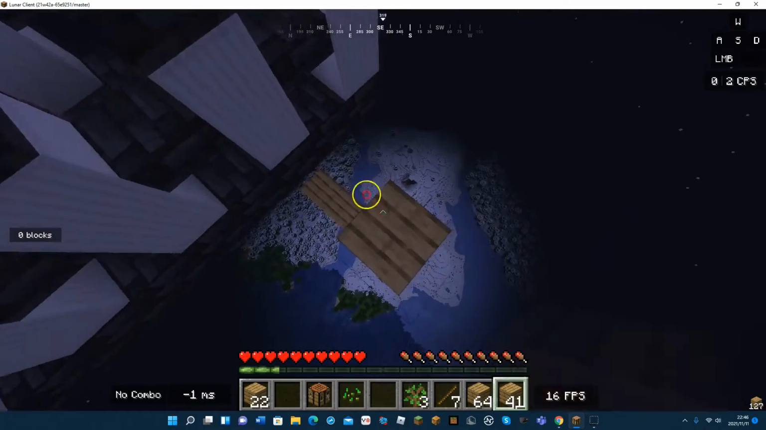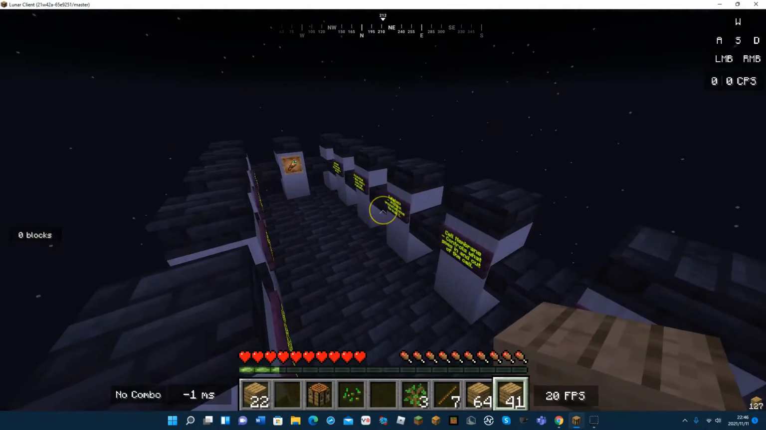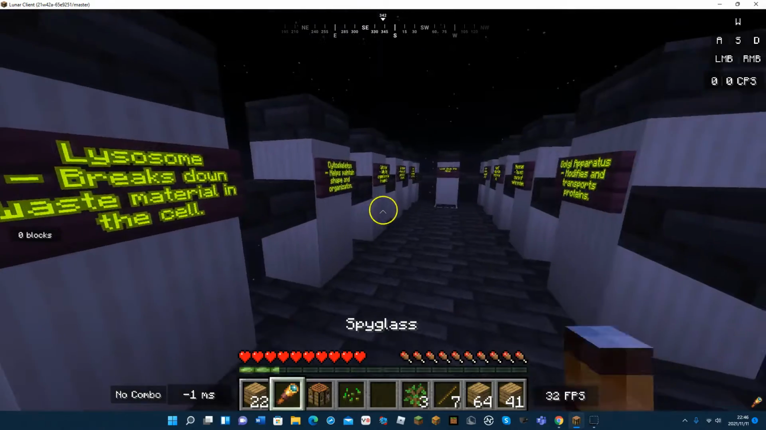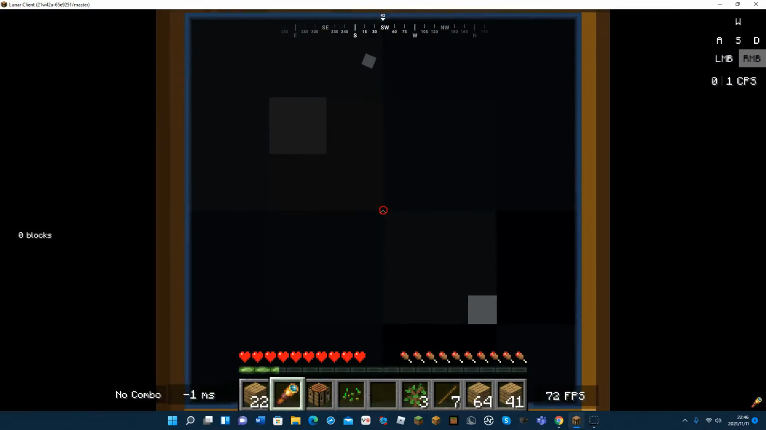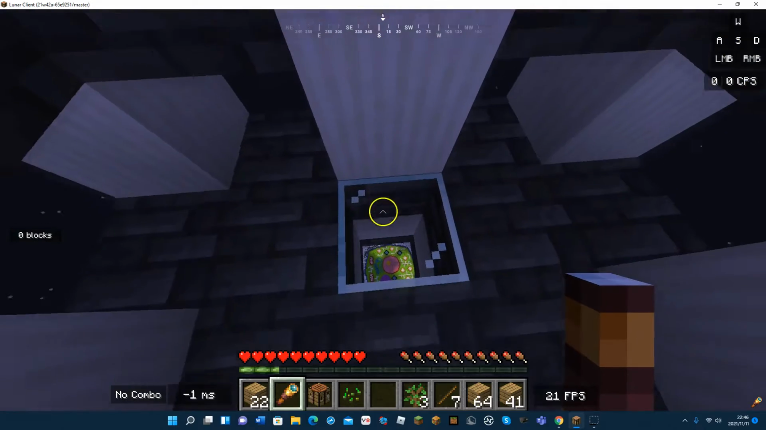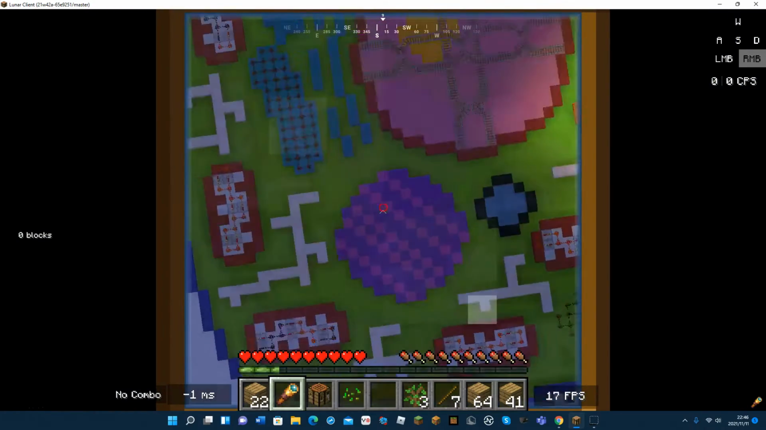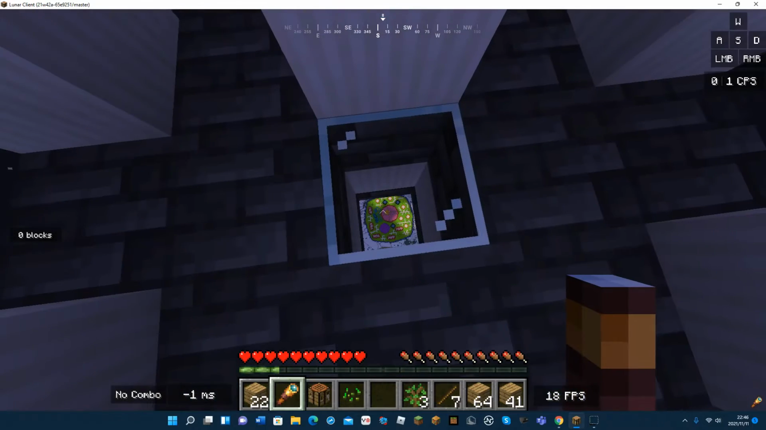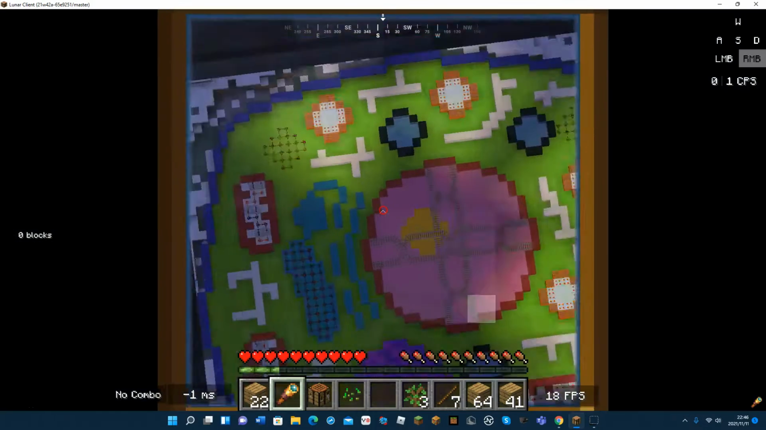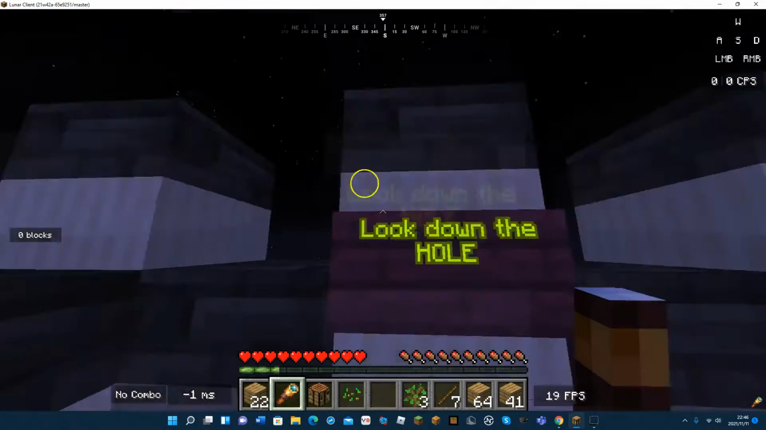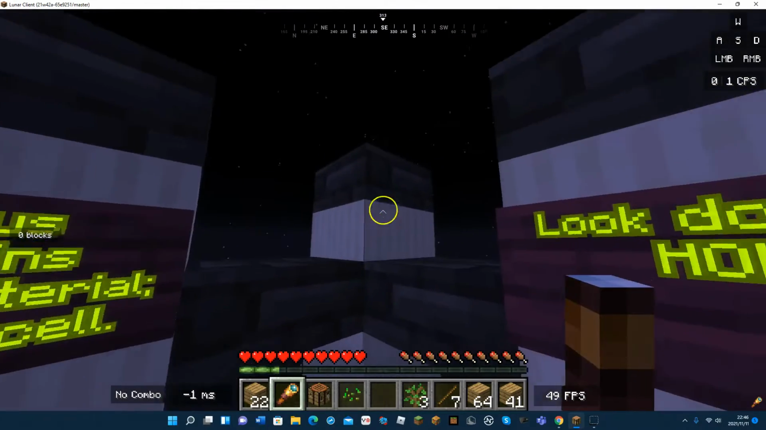We made it. Ooh. Got this. Nice. Look down the hole. Whoa! This is the whole point of this challenge. Get up here, and it's a microscope. So, time for the educational part, huh?